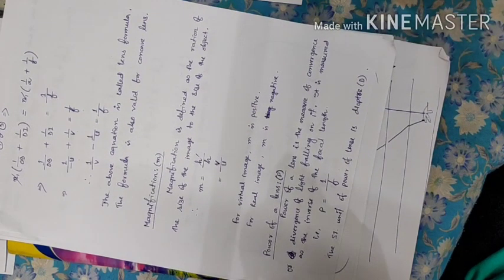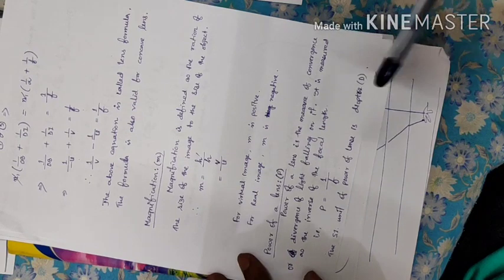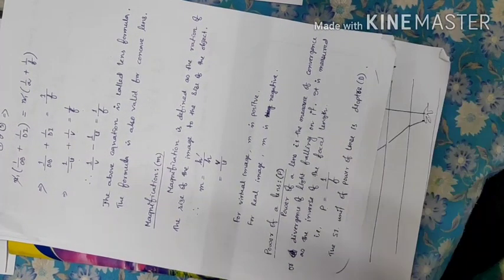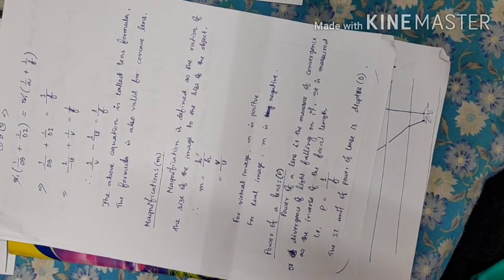It is measured as the inverse of focal length. So P is equal to 1 by f, and the SI unit of power of a lens is the diopter.